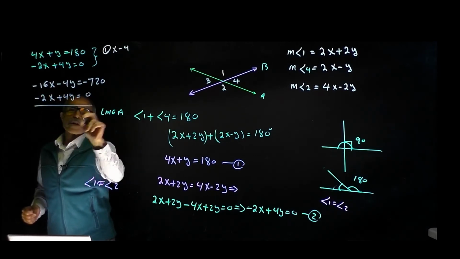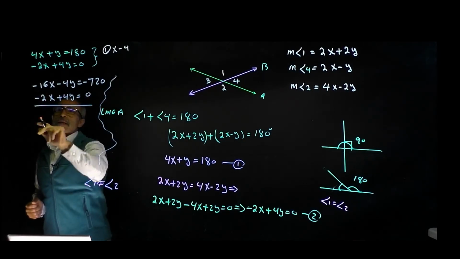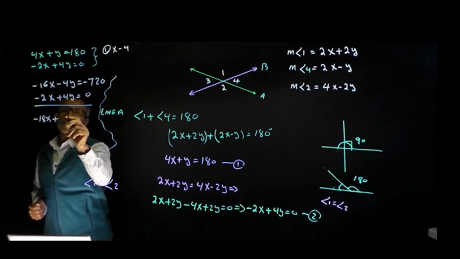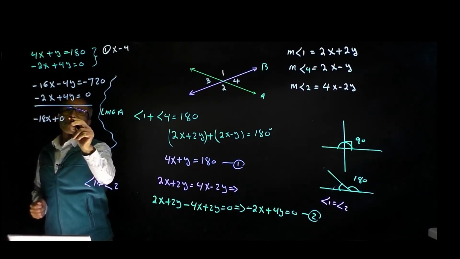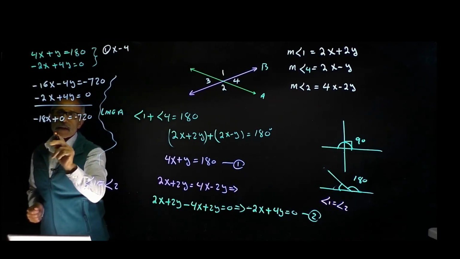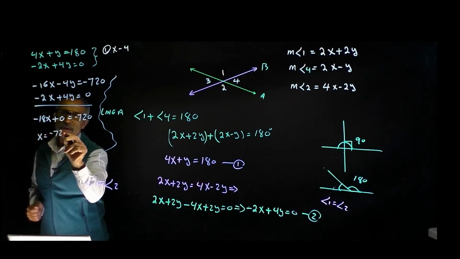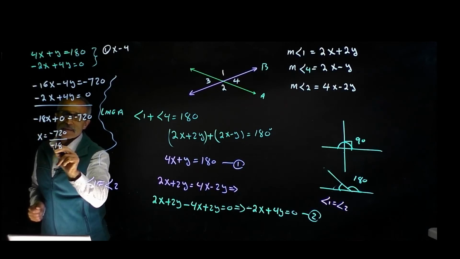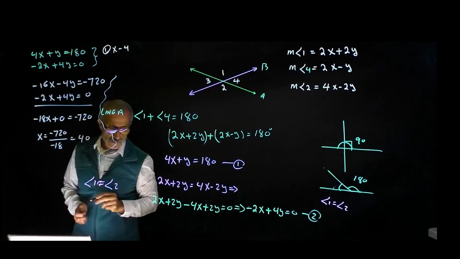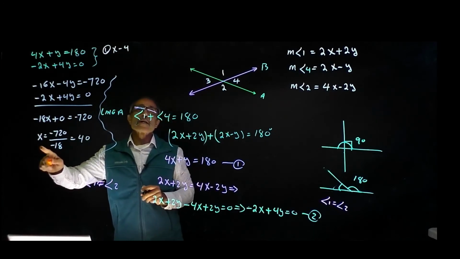Let's add these two together. I'm going to have minus 2x minus 16x, that becomes minus 18x, plus 0, equal minus 720. So now, therefore, x is equal to minus 720 divided by minus 18. The negatives cancel each other out, and that number comes out to 40. Okay, so now I know x is 40. Let's come back and find y.